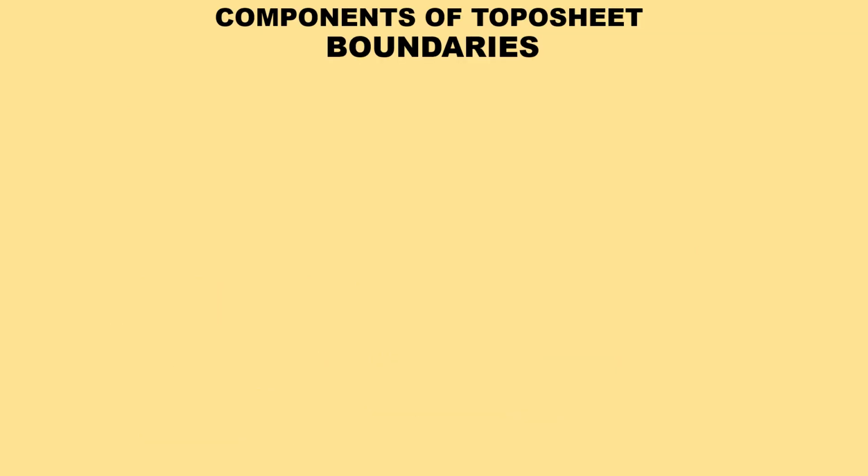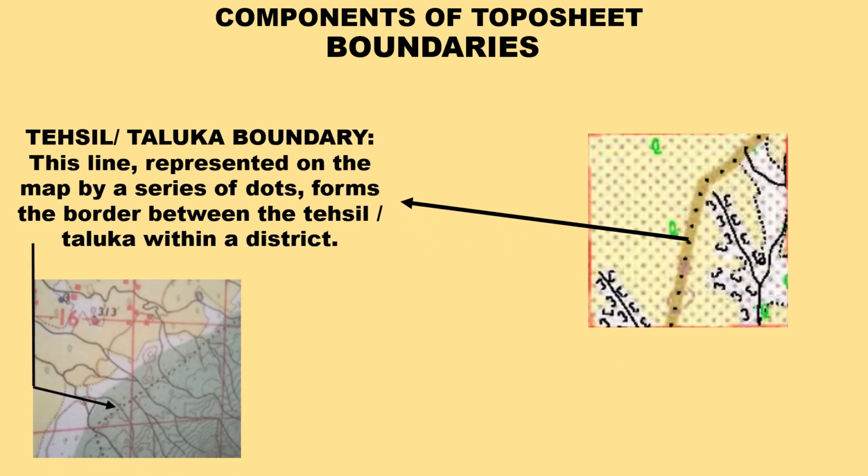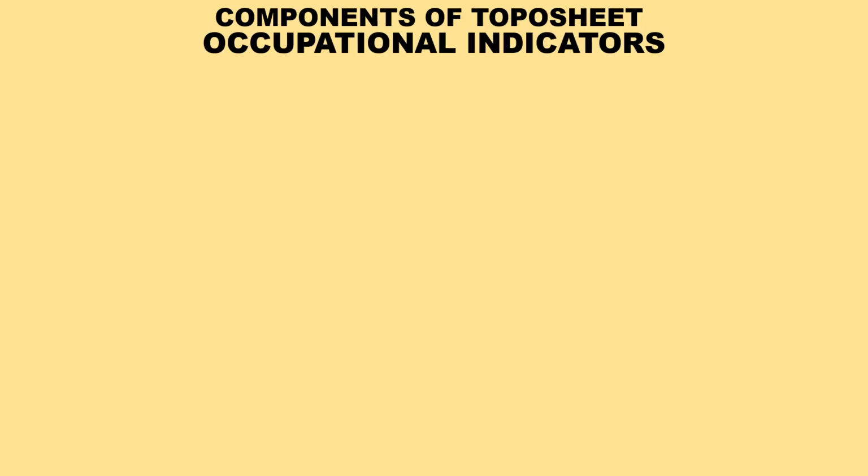Next, on the components of topo sheet, we get to study about the boundaries. Now, on the topo sheet map, the most common boundary which we get to see is the tehsil or the taluka boundary. This line, represented on the map by a series of dots, forms the border between the tehsil taluka within a district. Next, on the component of topo sheet, we get to study the occupational indicators.